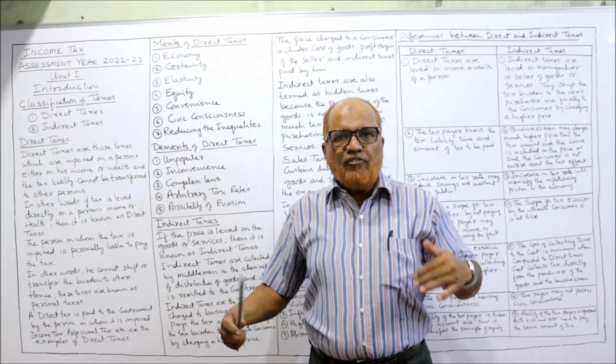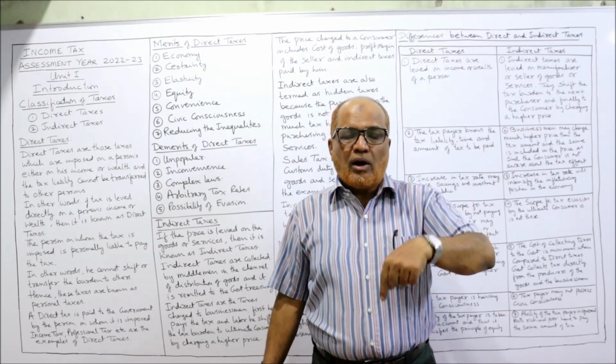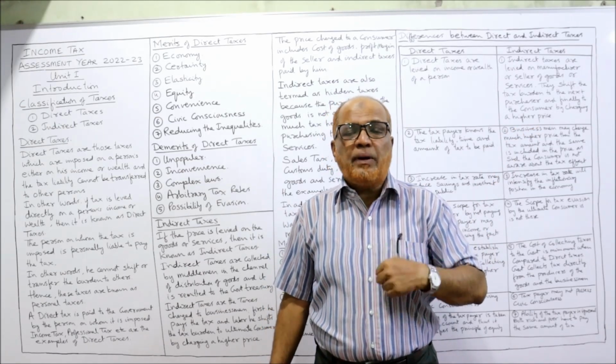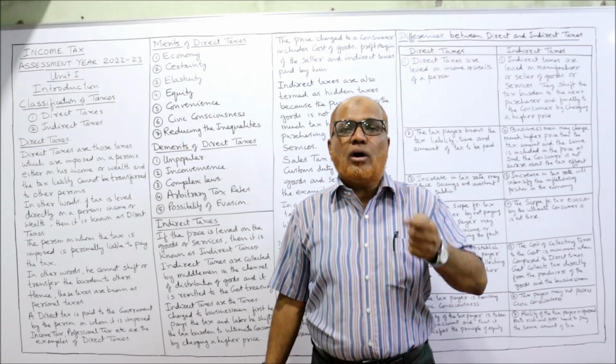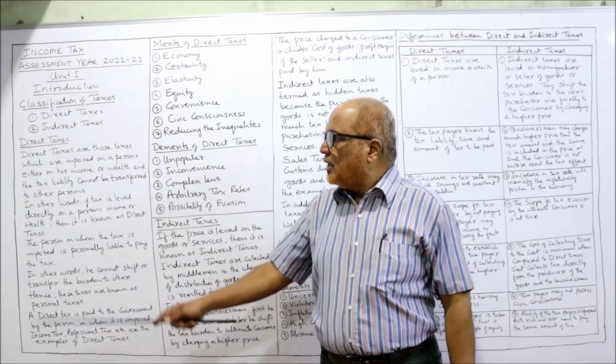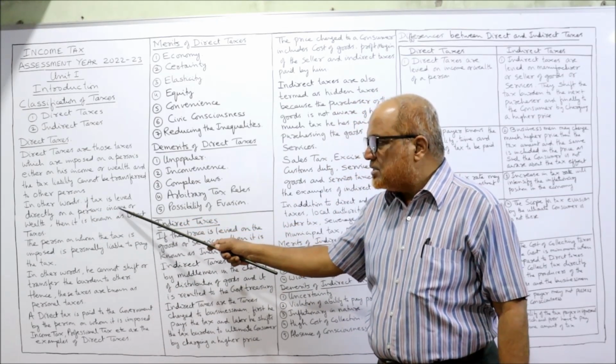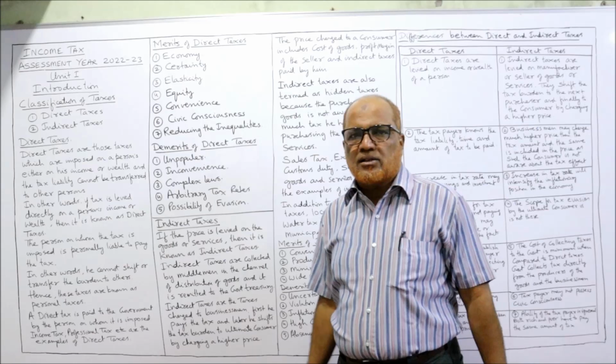For example, if my income is more than the basic exemption limit, the law says I have to pay the tax. So I have to pay the tax from my own pocket on my income. I cannot shift the burden to any other person. In other words, the tax is levied directly on a person's income and wealth. That is known as direct taxes.